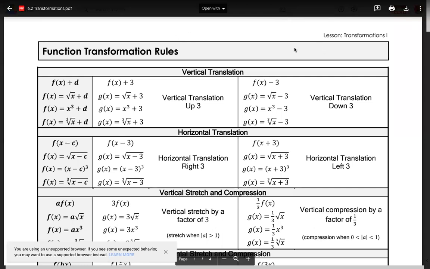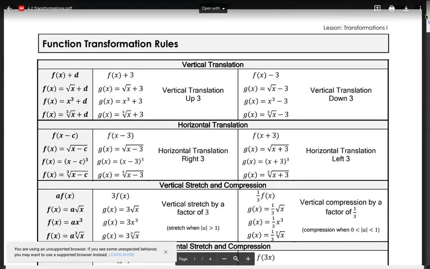This is lesson 6.2, transformations. Just kind of go over some transformations real quick for you guys. The first transformation here that we need to pay attention to is vertical translation up.